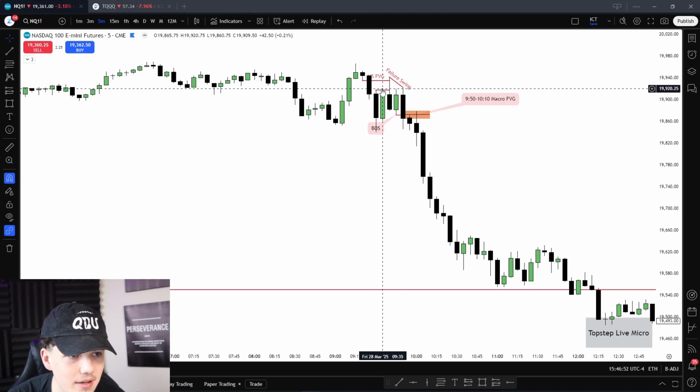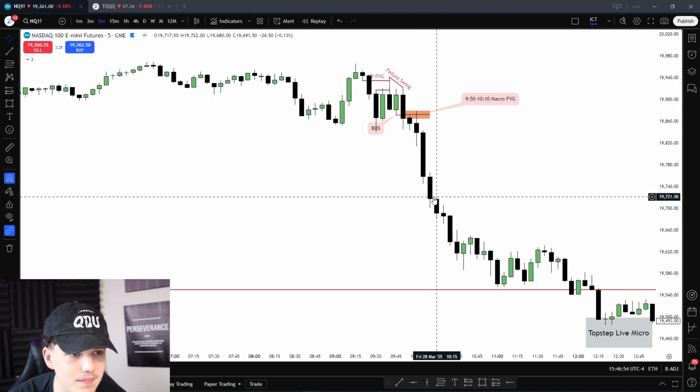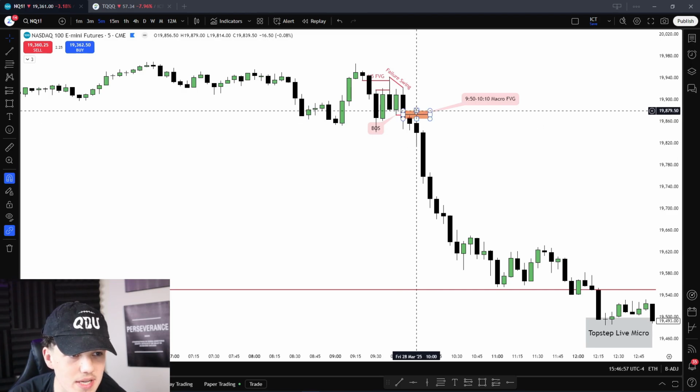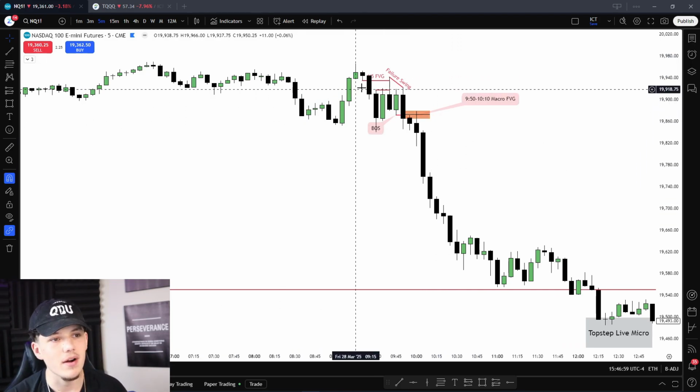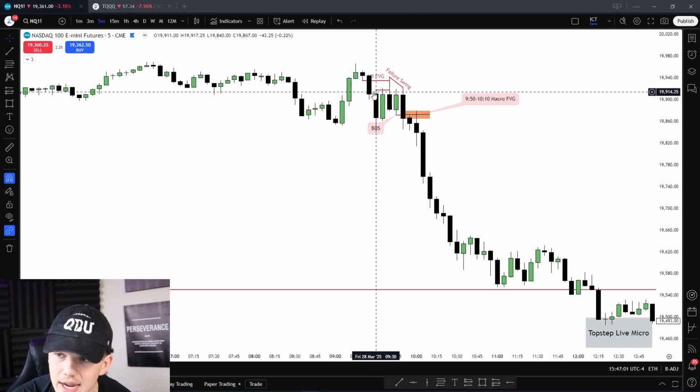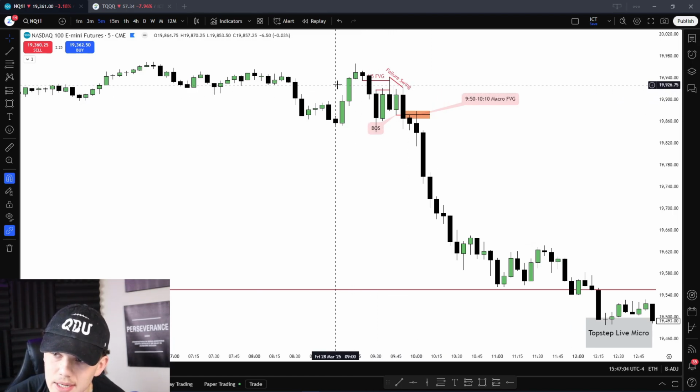Look at what happens here. Wick, wick, and it leaves. Look at this order block. Trades into it, and it leaves. The BPR is only wicked into. Look how many times the bodies respect consequent encroachment of this BPR.